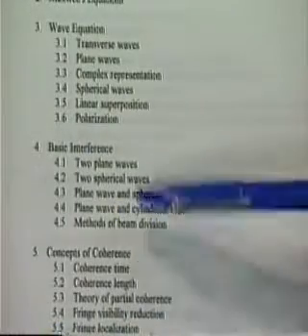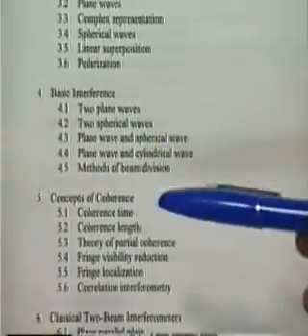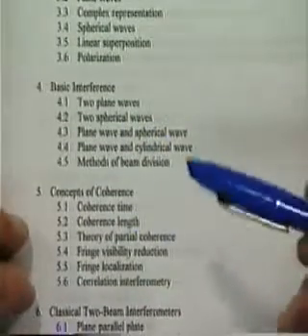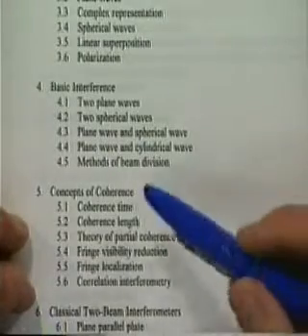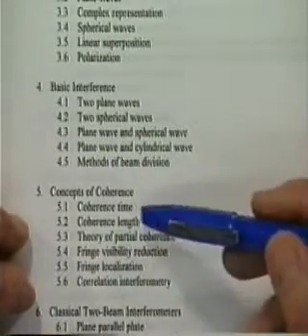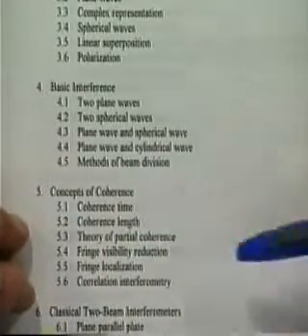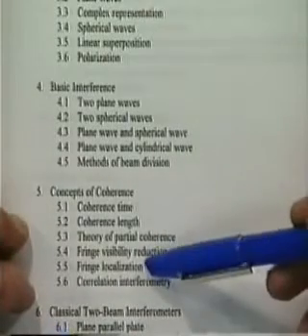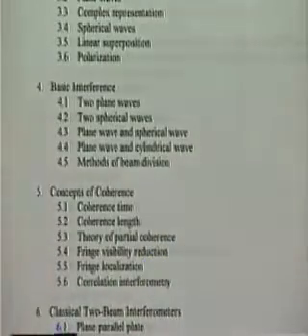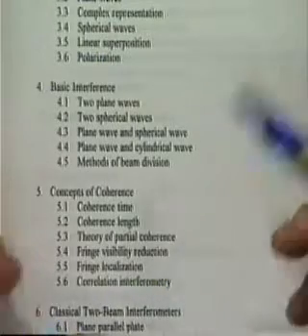And Chapter 5 is one of my favorite chapters here. It's on coherence. Talk about what properties of a source are important in order to be able to get interference. Coherence time, coherence length, theory of partial coherence, fringe visibility, where the fringes localize, correlation interferometry, and so on.